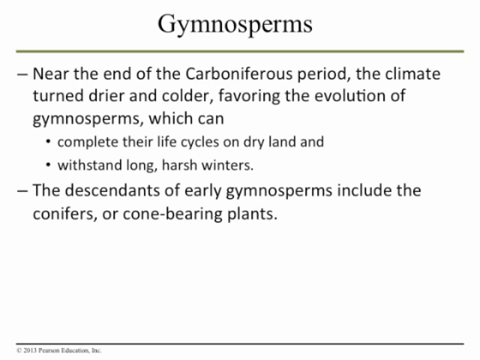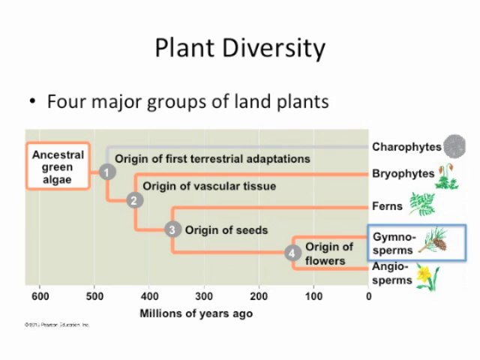There also was need to be able to withstand long, harsh winters. So descendants of early gymnosperms include conifers, cone-bearing plants, so pine trees. These are all what are called gymnosperms, and we're going to talk about what they look like. Okay, so here's the gymnosperms on this tree, and we're going to see the first seeds.